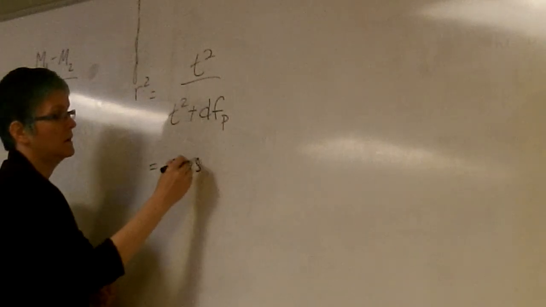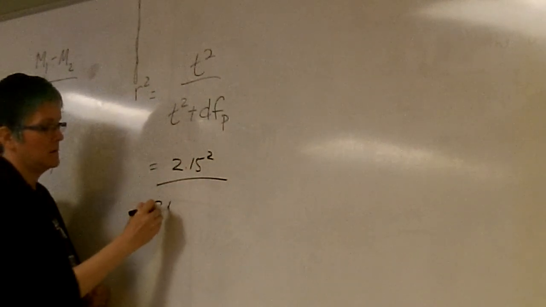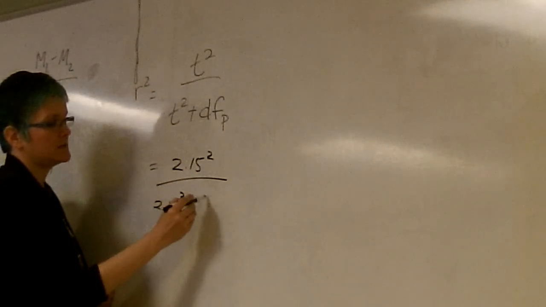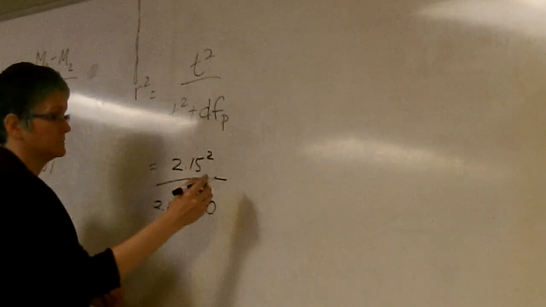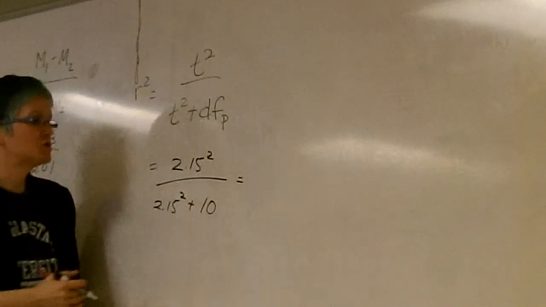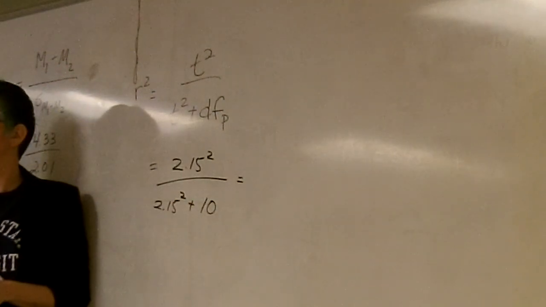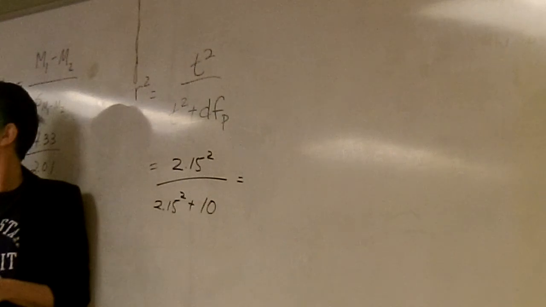So we know that our t observed is 2.15. So square that. 2.15 squared plus our degrees of freedom pooled, which is 10. What is 2.15 squared? 4.62. Confirmation? Yes?